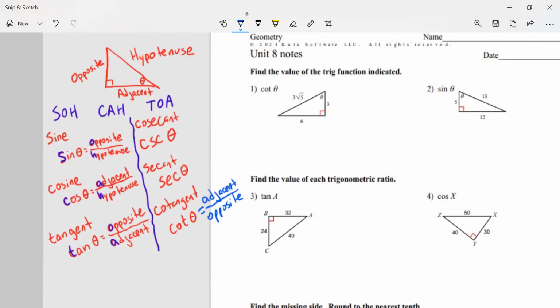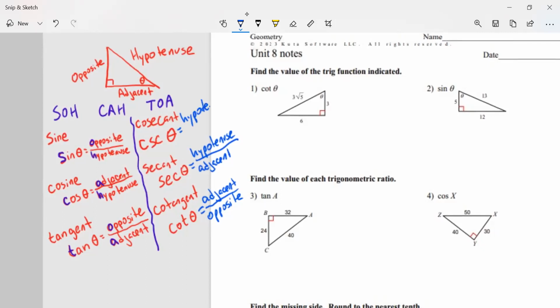And then secant kind of looks like cosine backwards, right? Cosine was COS, secant is SEC. Secant is the reciprocal of cosine. So secant is going to be hypotenuse over adjacent. And as you guys might expect, cosecant is going to be the reciprocal of sine. So cosecant will be the hypotenuse over opposite.